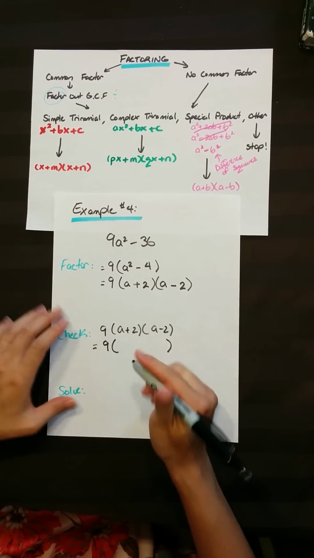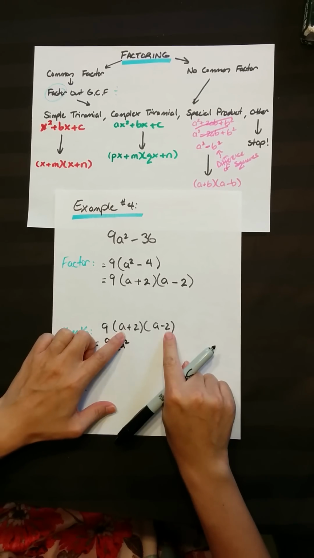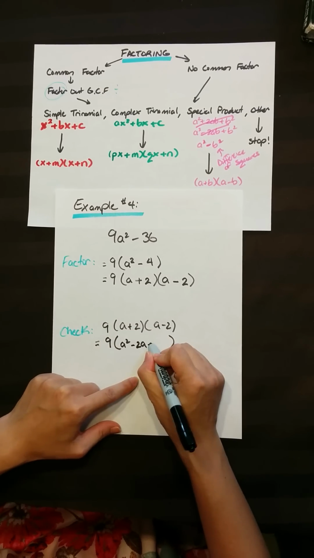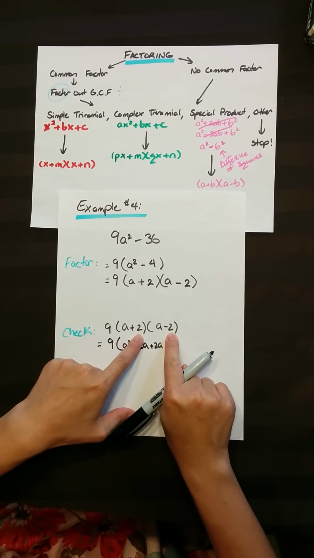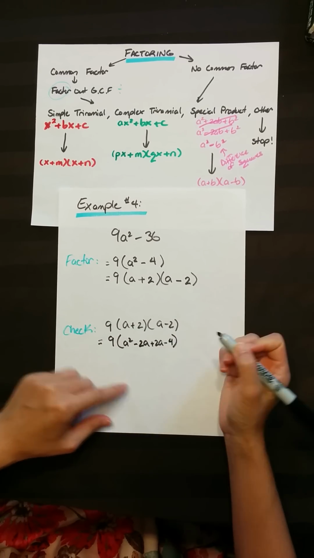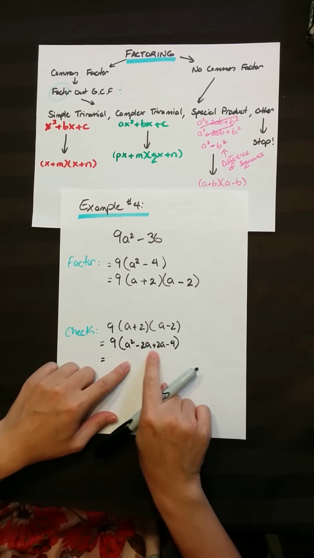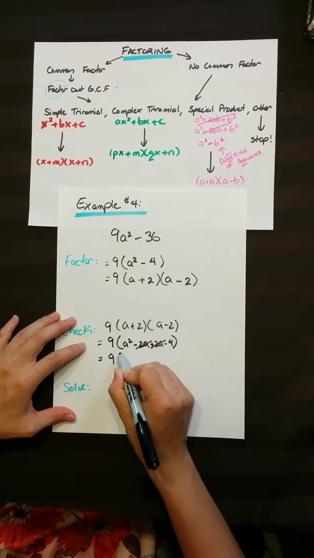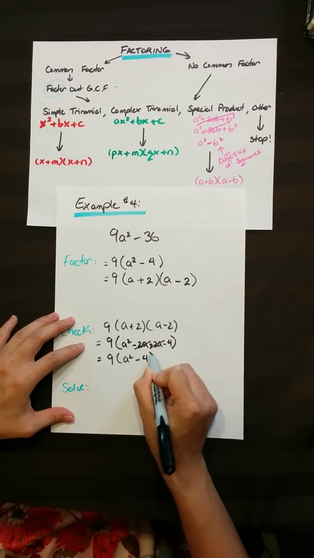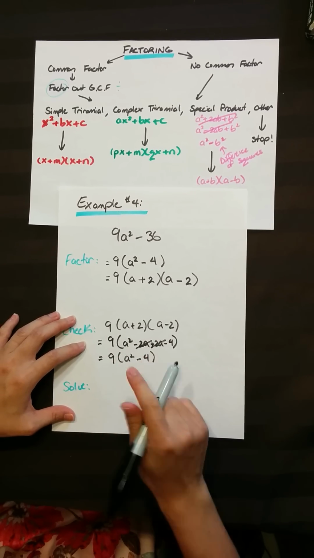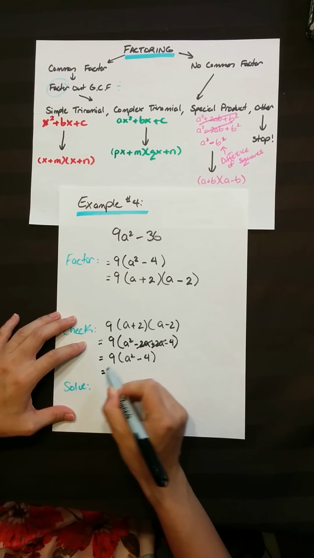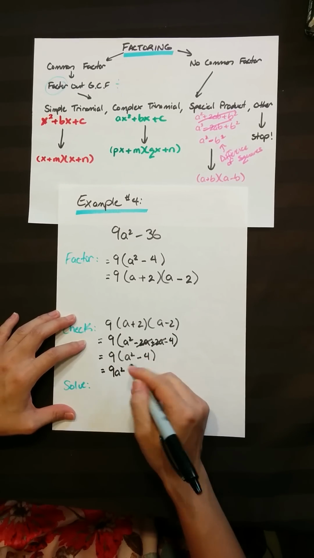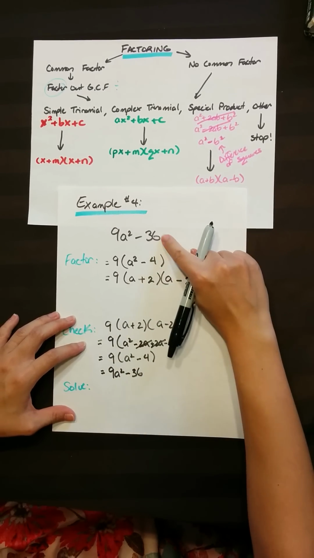F for first is a squared. O for outside, negative 2a. I for inside, positive 2a. And L for last, negative 4. Okay, and then I'm just going to simplify that. These two are going to disappear and make 0. And then I'm going to multiply the 9 in, and hopefully I get this. So 9 times a squared is 9a squared. 9 times 4 is 36, and we get the exact same as up here.